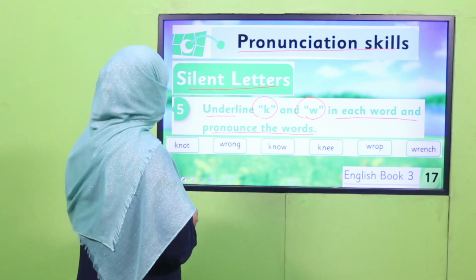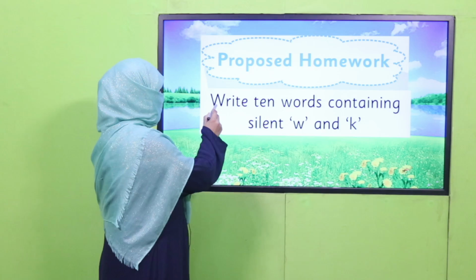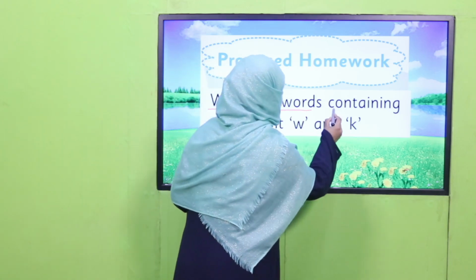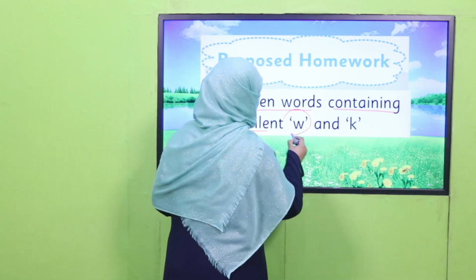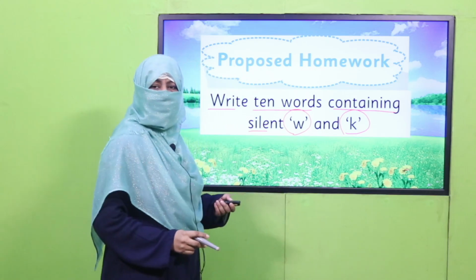So next is your homework. What you will do, write 10 words containing silent W and K. You have to write them in your notebook.